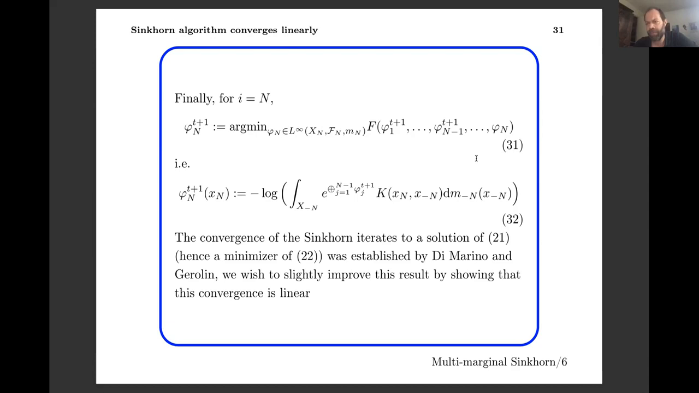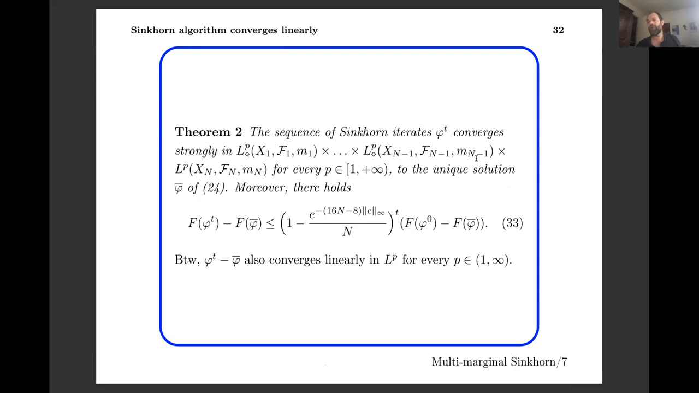And here is the result. It's a linear convergence result. Of course, the constant is extremely bad. It's exponential in the number of marginals and in the L infinity norm of the cost. If you put the epsilon, there's one over epsilon in the exponential as well, as in the results Gabriel mentioned, but still, you get linear convergence, at least for the convergence of the energy in the dual problem. So you look at the energy along the Sinkhorn sequence, and it decays exponentially fast with an explicit constant. It is also true for the iterates: the iterates converge to the unique minimizer of the dual problem, which is normalized, in any L^p.